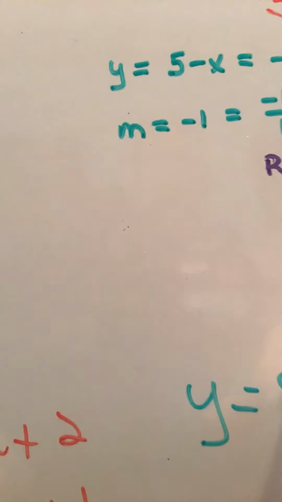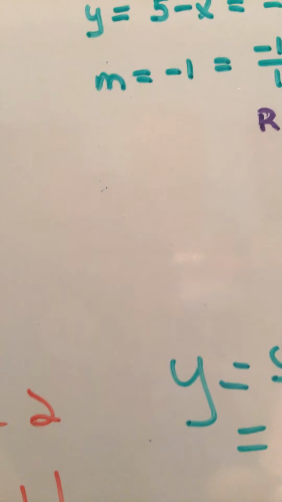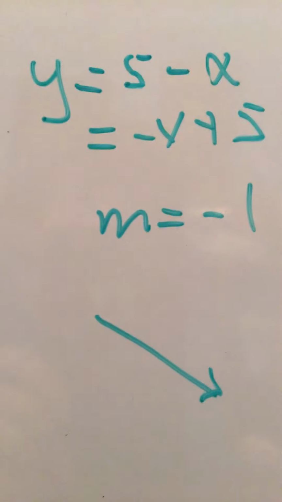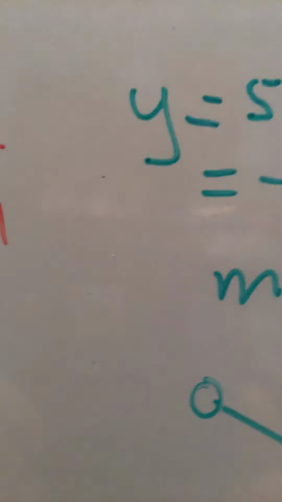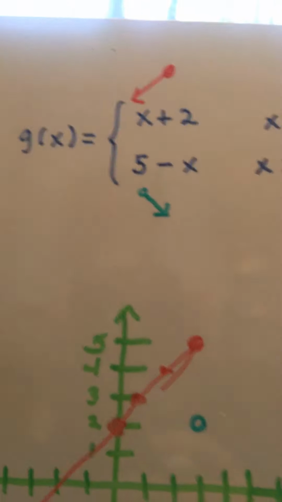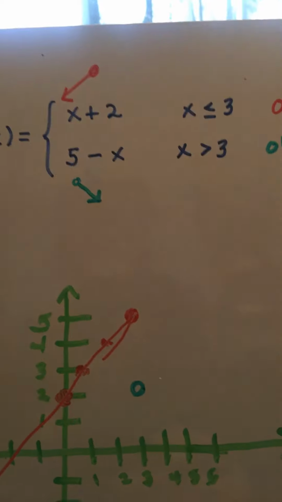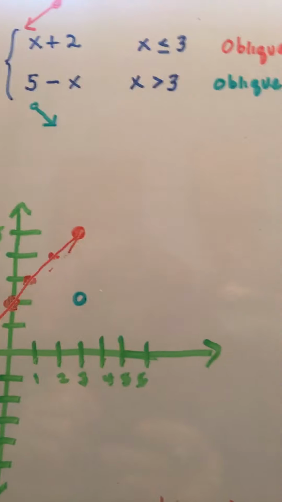Let's analyze this one. I know y equals 5 minus x is negative x plus 5. The slope is negative 1. That means my line's going to go downhill, but this is the right side. And from up here, I see that I need an open circle. So I always have you draw what the picture should look like, a little sketch, before I start. So let me erase this. So now let's go to do the second half.